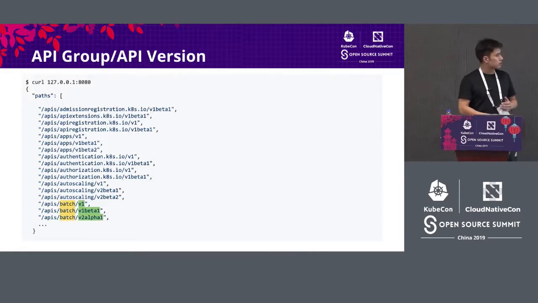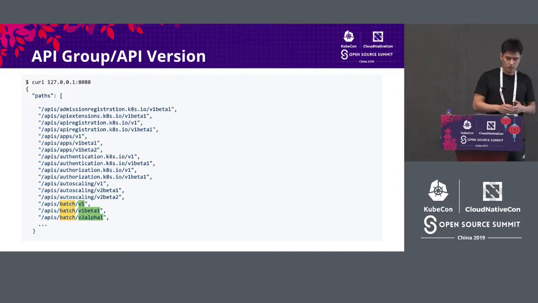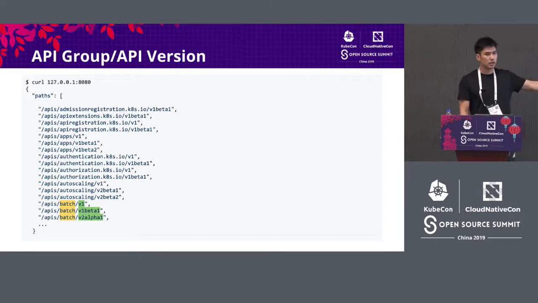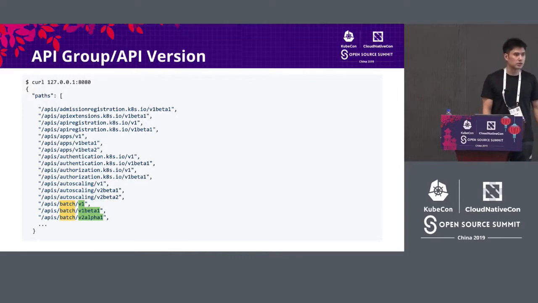And as you can notice, for a specific API group, like batch, usually there will be multiple API versions available. And those API versions are the evolution path of the API. So for example, here we have the batch v1beta1, which was the pre-GA version of the batch APIs. And we also have the v1, which is the GA version of the batch API. And we also have the v2alpha1, which is an experimental version of the batch API.